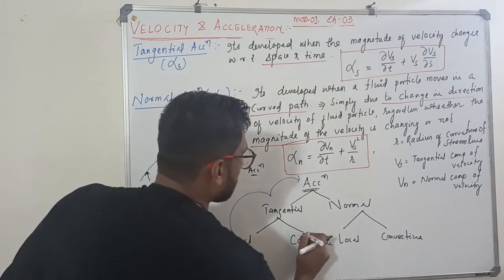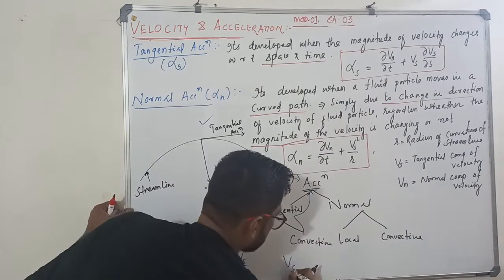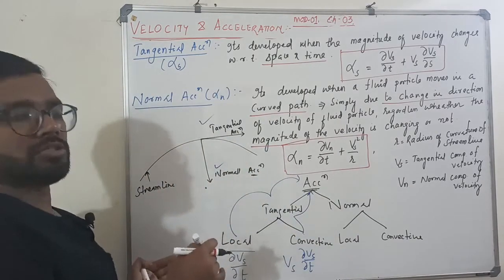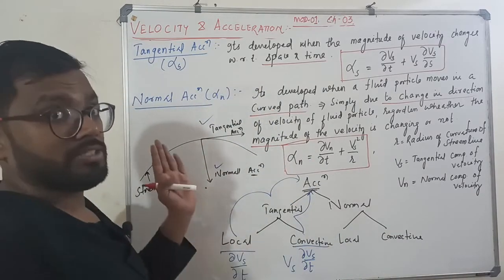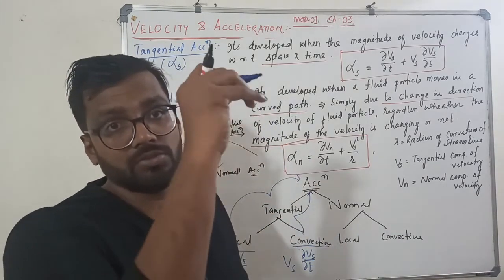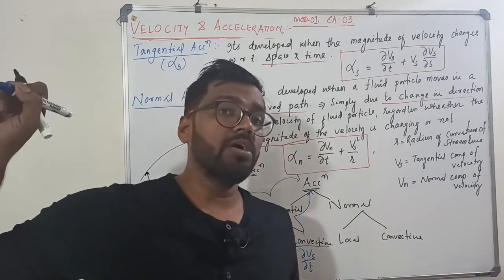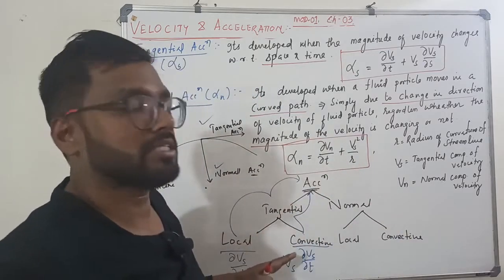What is your convective tangential acceleration? Sir, Vs dou Vs by dou S. That is previously what we wrote. That is the tangential acceleration. What previously we wrote? You wrote Ax equal to dou U by dou T plus U dou U by dou X plus V dou U by dou Y plus W dou U by dou Z. That is nothing but your tangential component of acceleration.